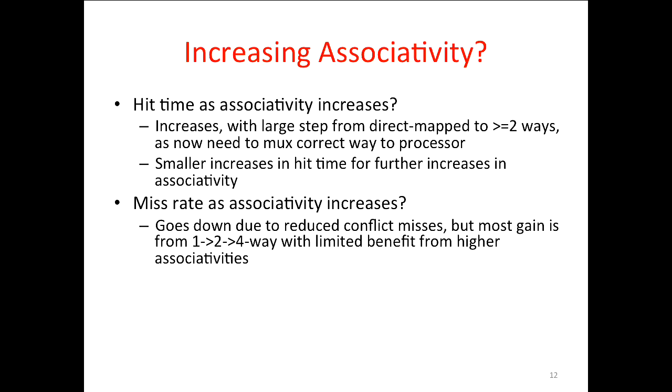But like I said, you get the big jump from one to two to four, and then after that, it's really diminishing returns. So one thing to notice here, kind of awkwardly, is that direct map caches are really fast, but they suffer from a lot of conflict misses. But as soon as you go to associative, you get a big penalty in hit time, but you do get a big improvement in miss rates. You have to trade off hit time and miss rate in those caches.